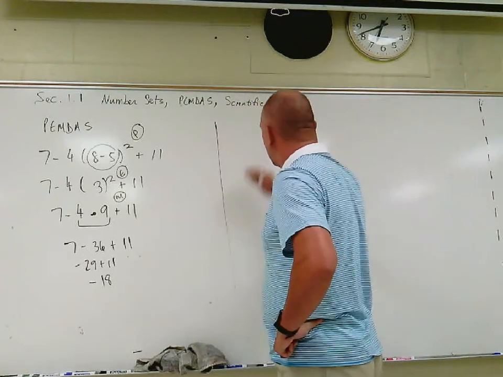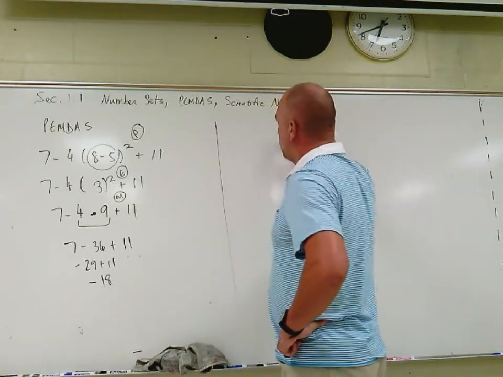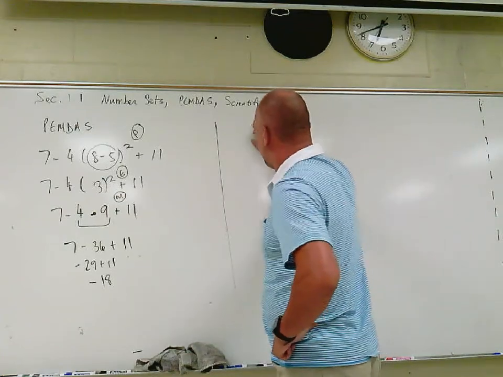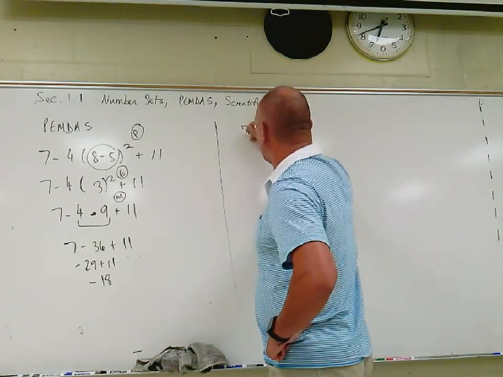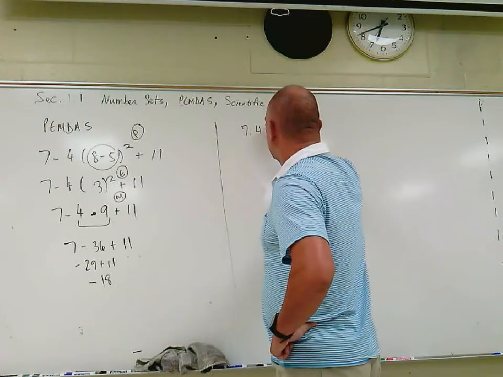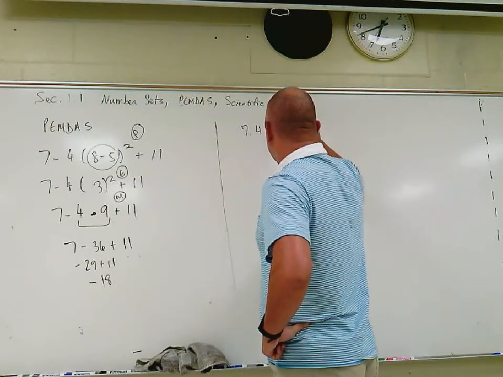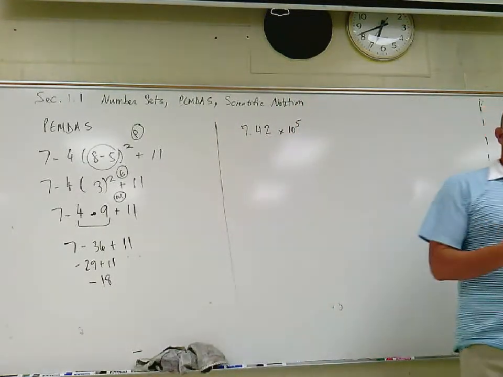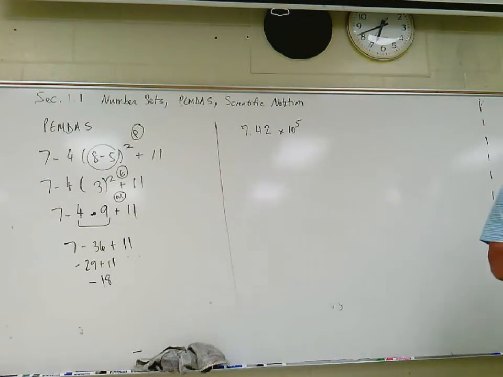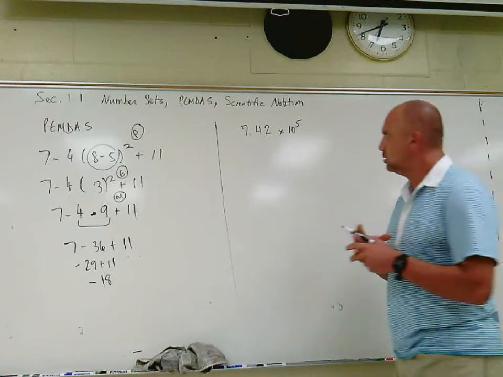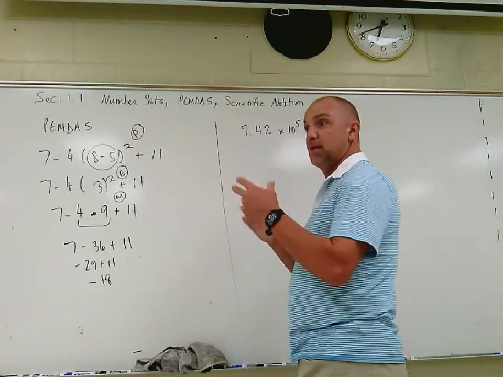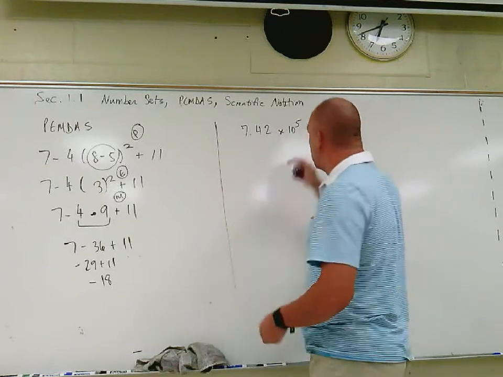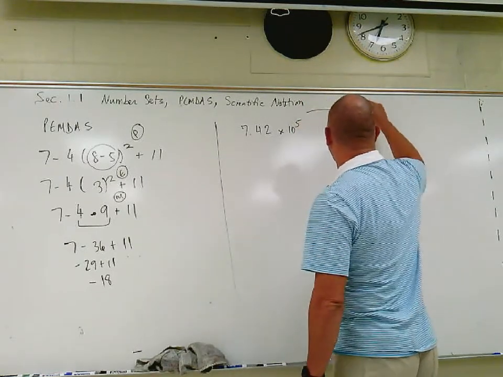All right. So the last thing I want to talk about is scientific notation. So we'll go from scientific notation to expanded form, and then from expanded form back. So let's say we had 7.42 times 10 to the 5th. Okay. So first of all, this is in scientific notation. Notation just means a different way to write something. So let's put it in expanded form.